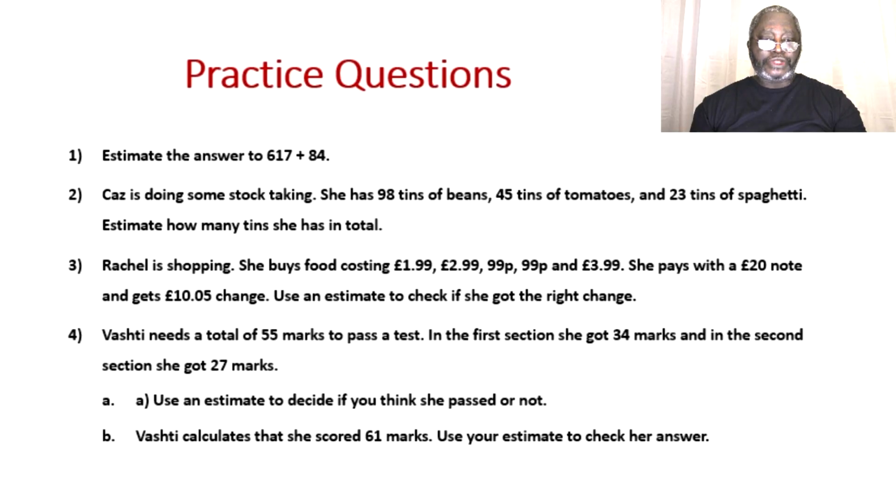Number 4, Vashti needs a total of 55 marks to pass a test. In the first section, she got 34 marks, and in the second section, she got 27 marks. A. Use an estimate to decide if you think she passed or not. B. Vashti calculates that she scored 61 marks. Use your estimate to check her answer.